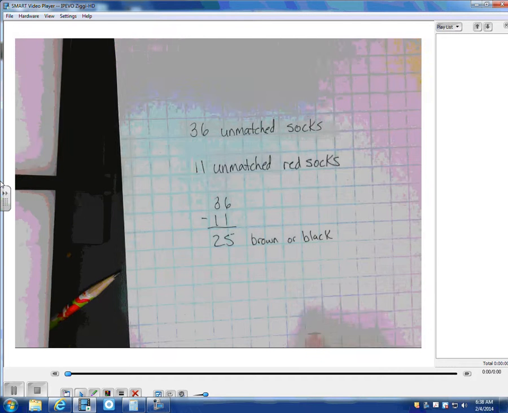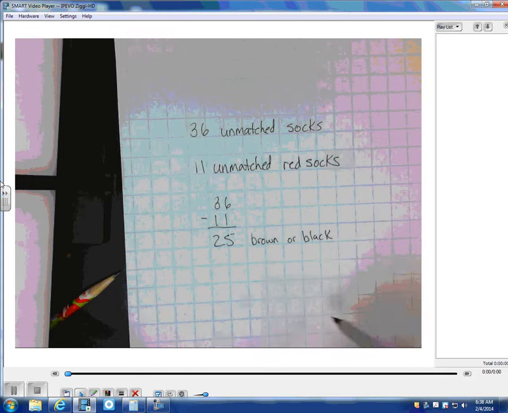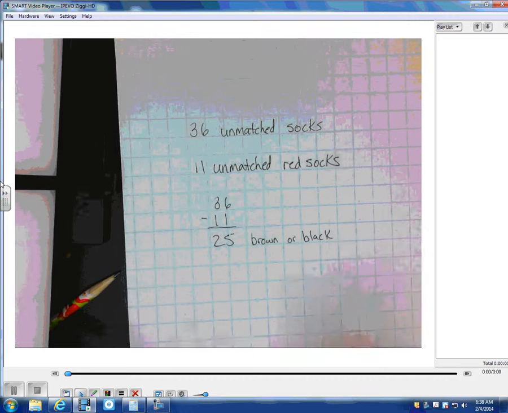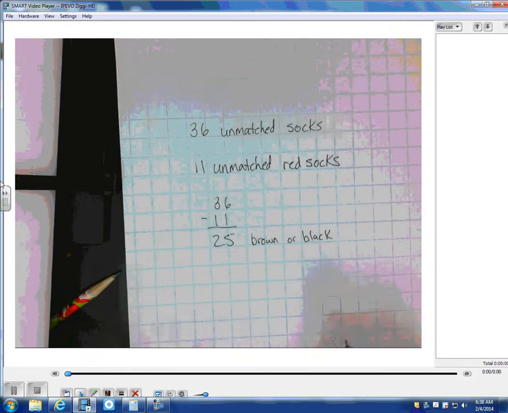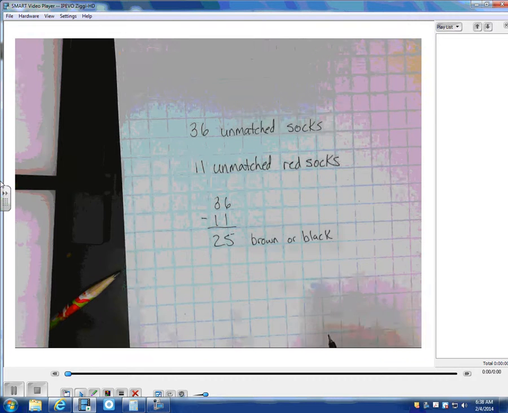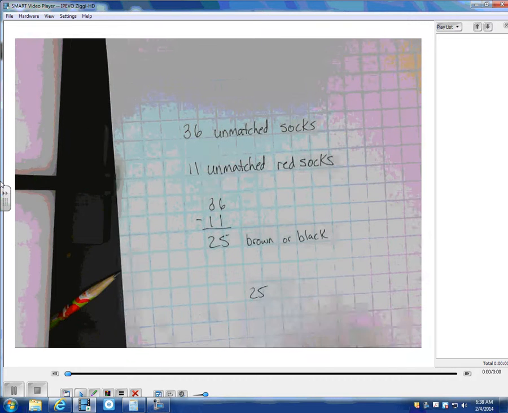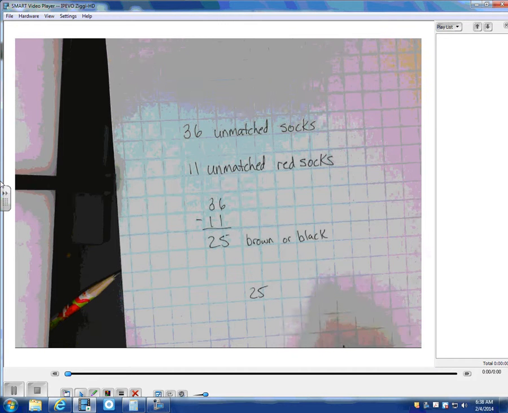Okay, but the problem tells me that I have four times as many unmatched black socks as brown socks. So I think last week on the review sheet, I drew pictures because that's one way of solving this problem. Today we'll look at a different way. Drawing 25 pictures, that's a lot. So I know I have 25, brown or black. I know that I have 4 times as many black socks as brown.